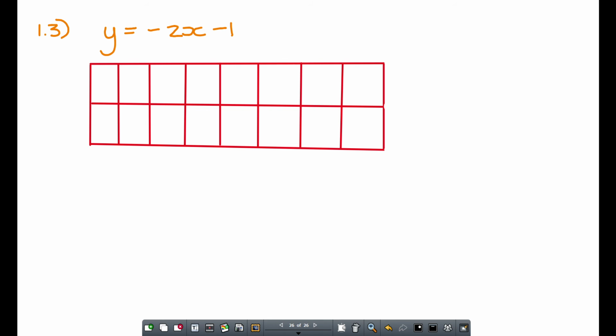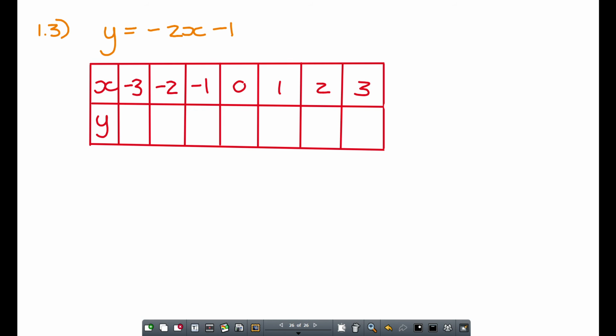Right. Hands up, you're still copying? Okay, good. Let's do 1.3. So over here, they gave me that equation. At 1.3, they're saying draw the line with equation y is equal to minus 2x minus 1. Now, before I could draw that line, I first had to go and draw my table. We're going to use the following values for x: minus 3, minus 2, minus 1, 0, 1, 2, and 3.